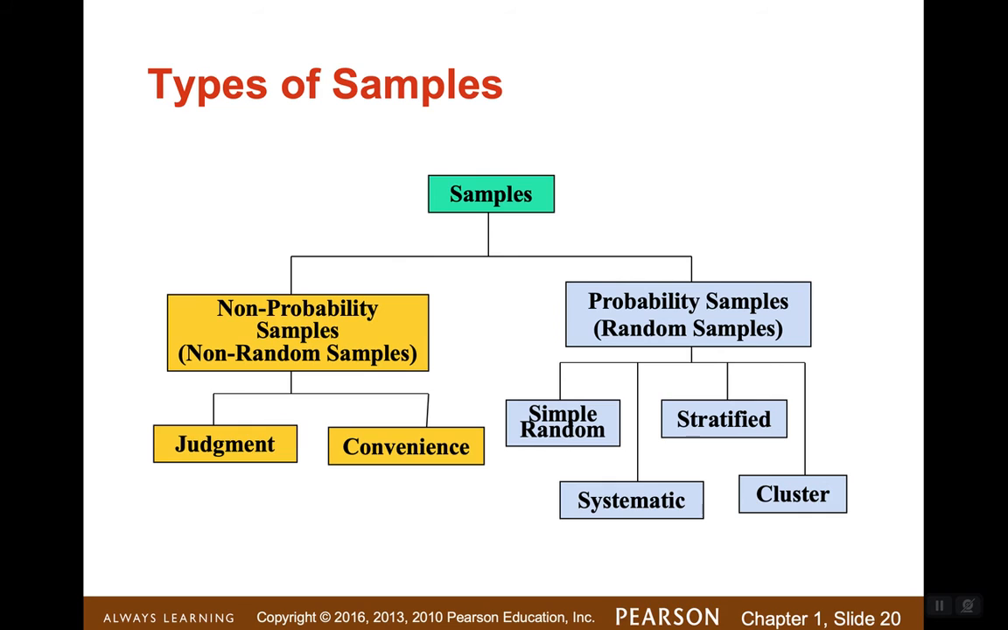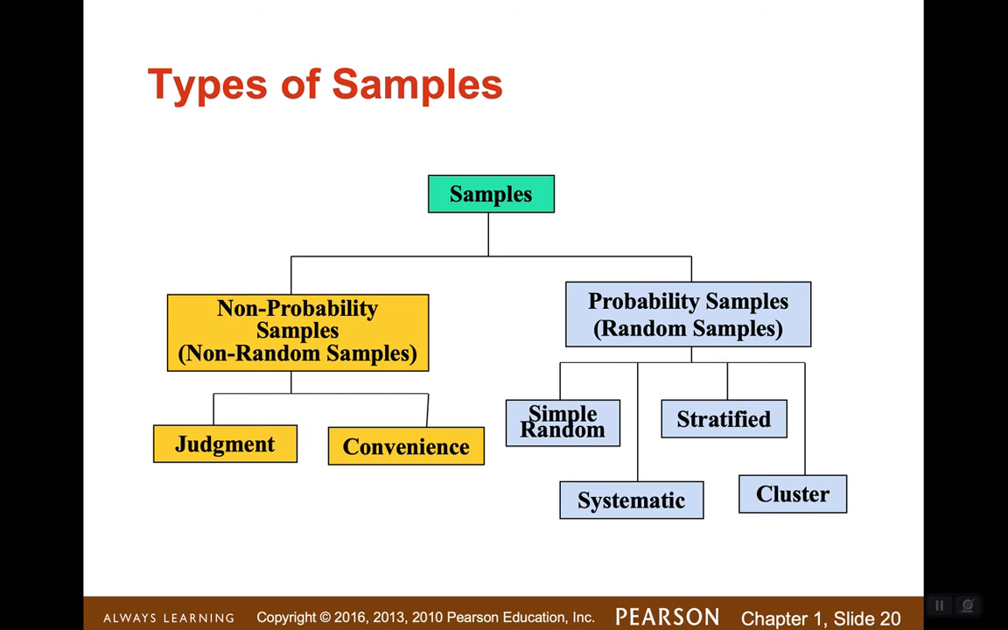Probability samples is what we call random samples. There's a couple different ways we can approach this. A simple random sample is a selection of items from a population such that every item in that population would have an equal probability of being selected. If we do that, that means it's a random sample.